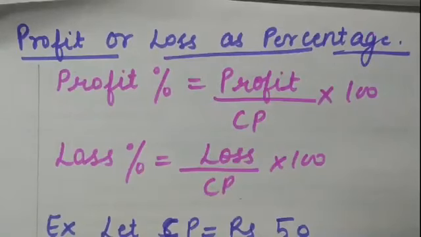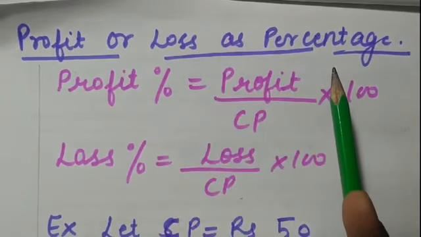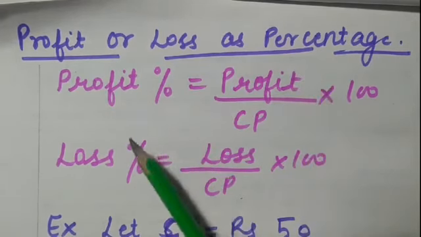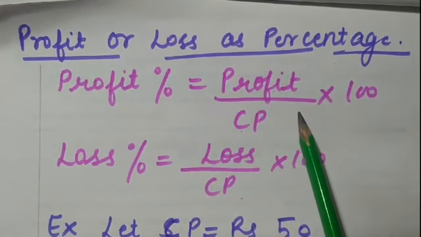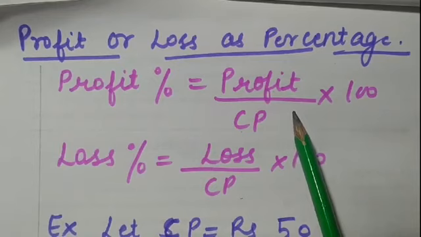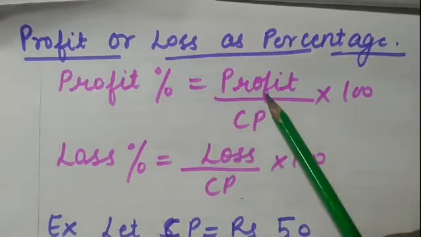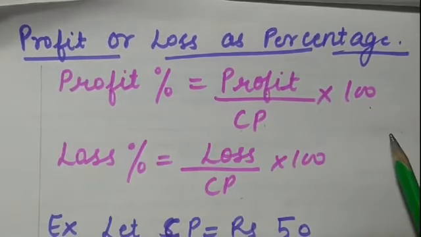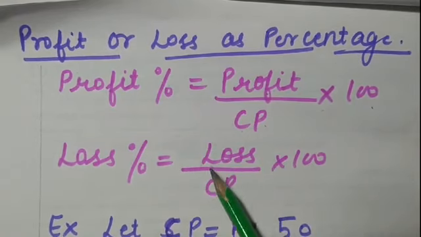After that we have learned about profit or loss as a percentage. Suppose we have to convert profit and loss into percentages, then how will you convert? Profit percent is equal to profit over CP into 100. And the same if you have to convert loss into loss percentage, that is given by loss over CP into 100.